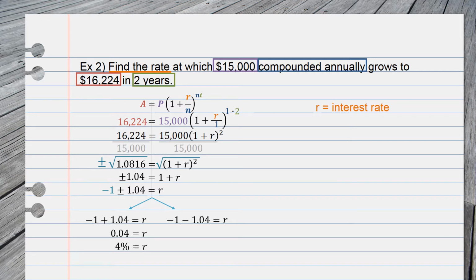For the second equation, I combine my like terms, which gives me -2.04 equals R. But notice, we have a negative sign. You cannot have a negative rate, so we throw away that solution, which means R equals 4%. Since we have the solution, we're ready for our sentence. The interest rate was 4%.